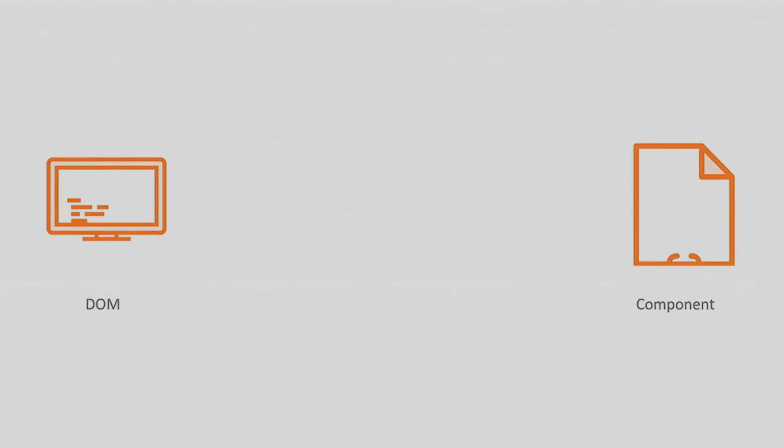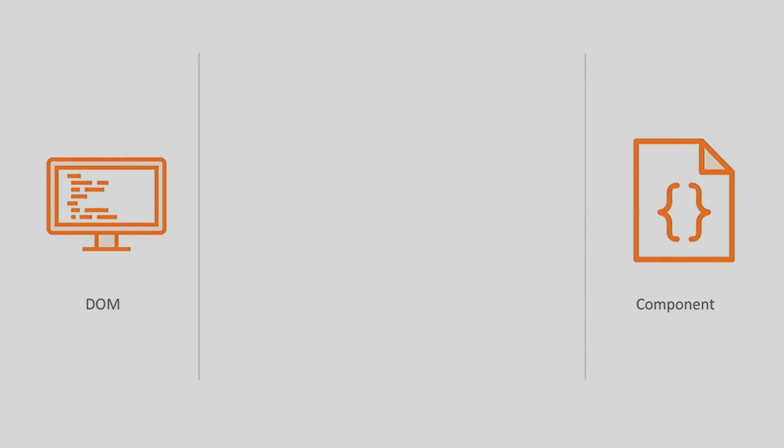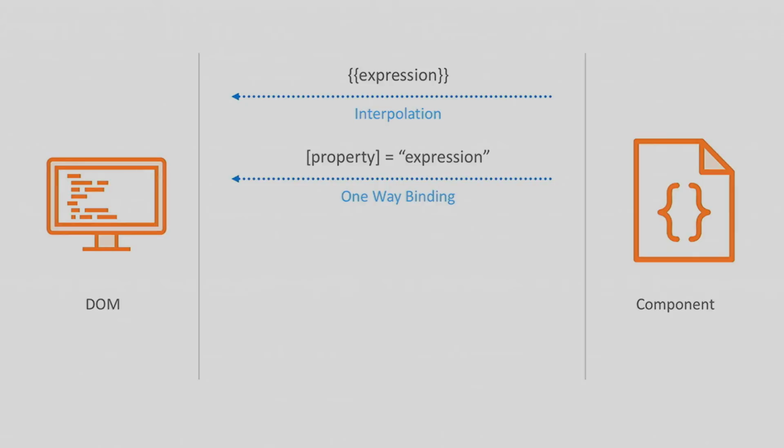So let's see how Angular 2 does data binding. We have a DOM, we have a component, and we have 4 different ways to do data binding. First, we can do interpolation. Just render this value on the screen for me, it's read-only. Easy.